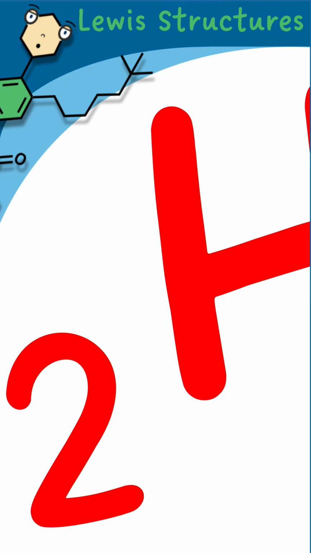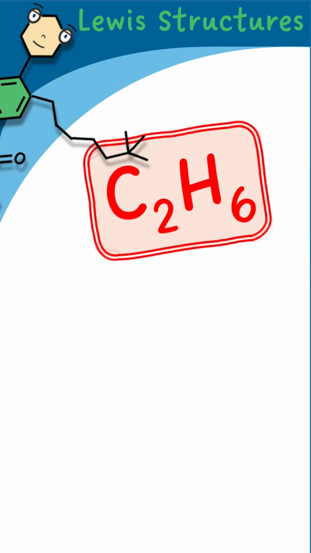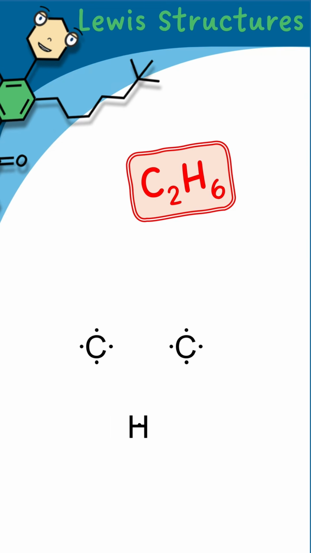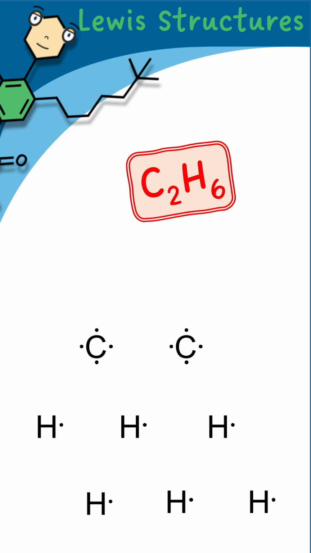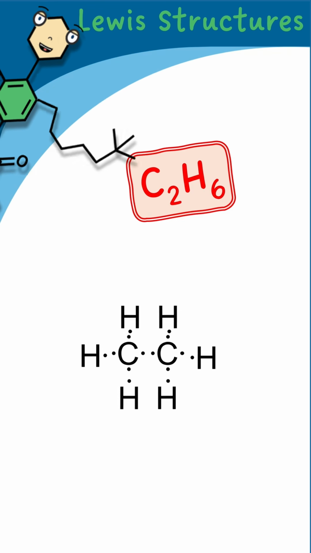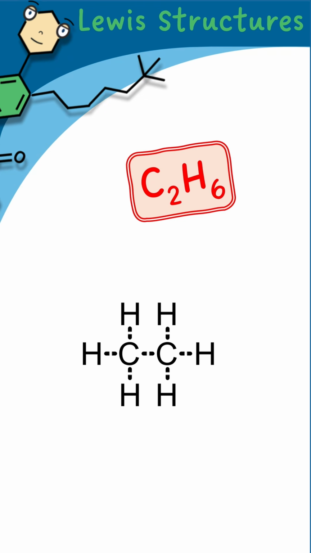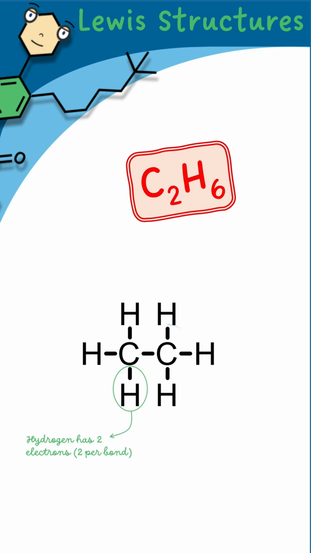So to write the Lewis structure of C2H6, for example, we just write each atom with their respective valence electrons like so, and then pair electrons between the atoms to form bonds like so, so that each atom has its preferred number of electrons and without leaving any electron unpaired.